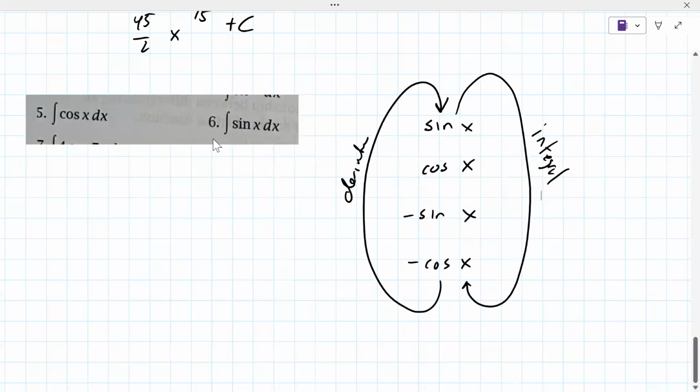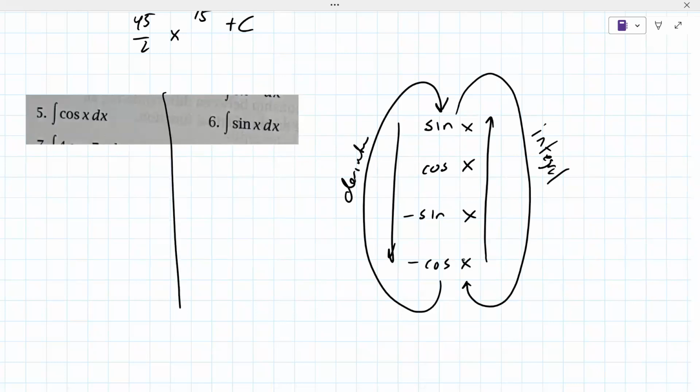So the answer to number 5, you got to know which way to slide down the list. Basically, one you're sliding down, the other you're sliding up. Okay. So we would go negative sine x, right, for number 5? It's just sine x. Because you have cosine x, you're going up to sine x plus c.